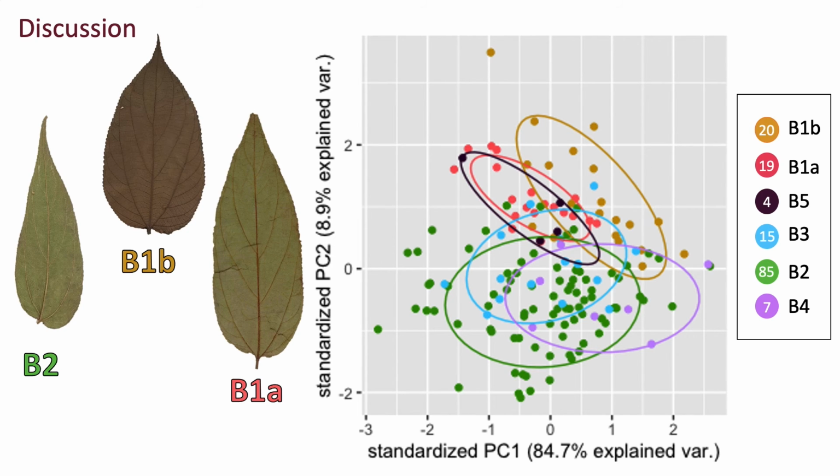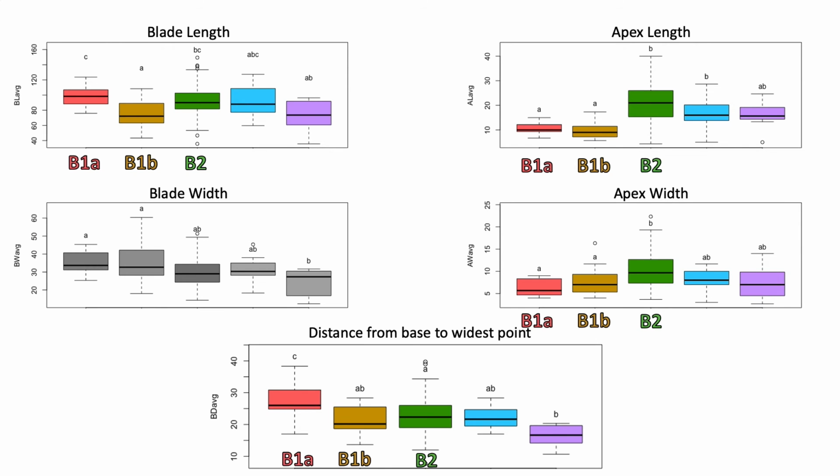But when we look at those B1s that we just talked about and B2, we can see that they're occupying different morphological space, as I mentioned earlier. And they were significantly different in 4 of the 5 characters that we looked at within ANOVA. The ones I'd like to highlight specifically are apex length and apex width. We see that B2 tends to have nice long apices, a more attenuate apex, while the B1s have a smaller apex.